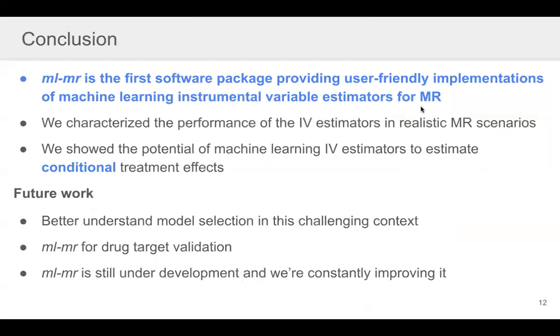To conclude, MLMR is the first software package that provides a user-friendly implementation of machine learning instrumental variable estimators for Mendelian randomization. Here we have characterized the performance of the IV estimators in realistic MR scenarios, and we show the potential of machine learning IV estimators to estimate conditional treatment effects in the context of effect modification.